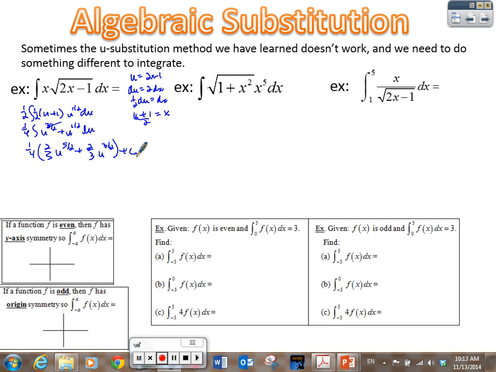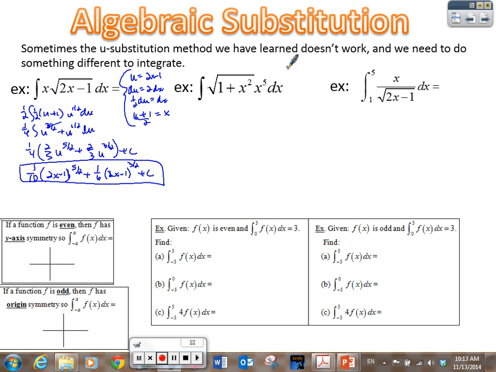So 1/4 times 2/5 gives us 1/10. And our u was 2x minus 1 to the 5/2 plus the 1/4 times the 2/3 gives me 1/6. 2x minus 1 to the 3/2 plus c. And that's our very first algebraic substitution. Okay, we okay? All right. Pretty awesome, right? I love this. All right, so let's take a look at the next one.